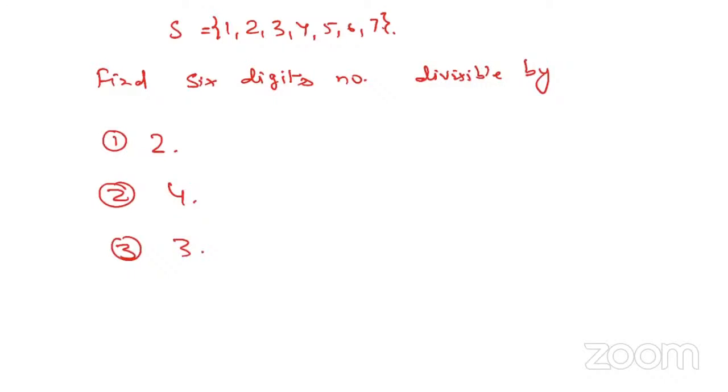We start with the first: form a 6-digit number that must be divisible by 2. What is the condition for divisibility by 4? The last two digits must be divisible by 4. And what is the condition for divisibility by 3? The sum of the digits must be divisible by 3. So please start.